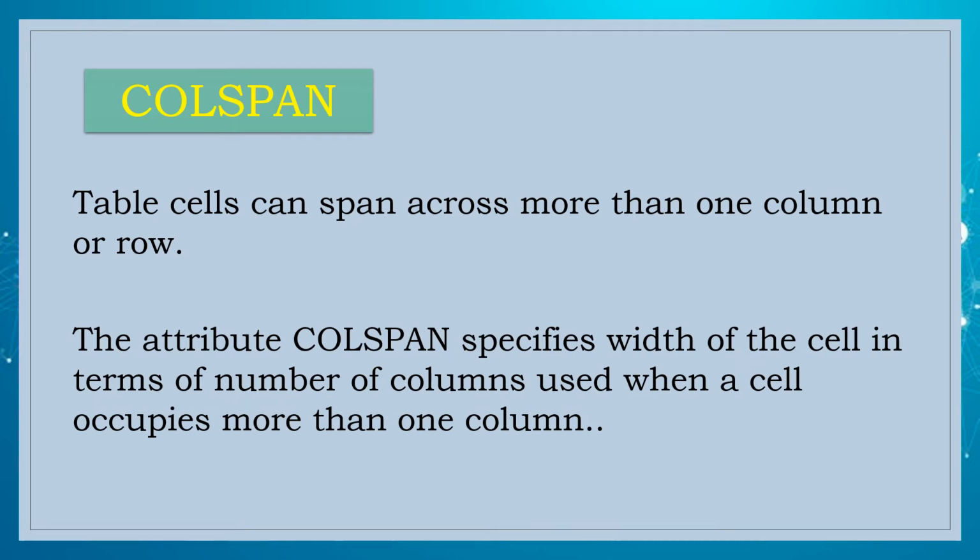Col span. The table cells can span across more than one column or row. The attribute called col span specifies the width of the cell in terms of number of columns used when a cell occupies more than one column.